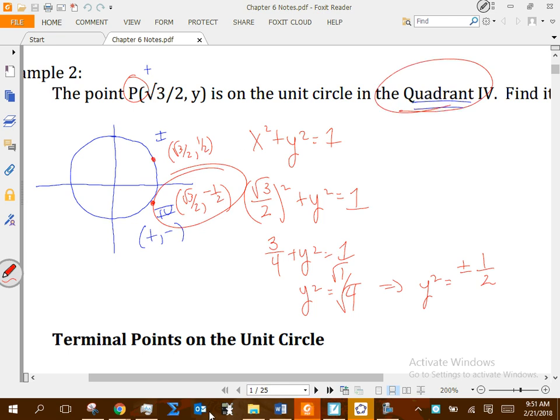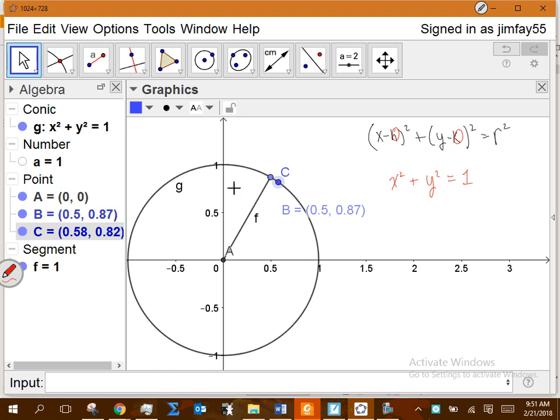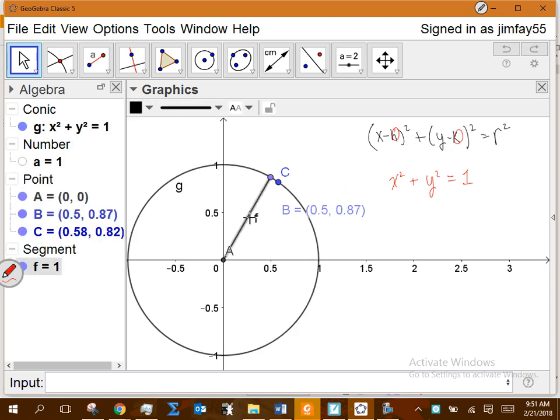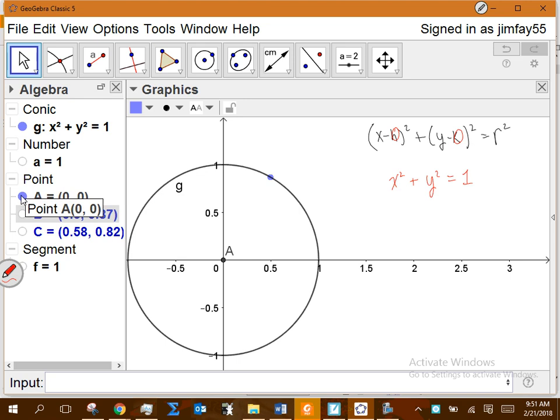There's a lot of points, guys, that are kind of useful for the unit circle, and I'm just going to take the one we just found and see if I put in, let's see here, was it square root of 3 over 2 comma negative 1/2, right?